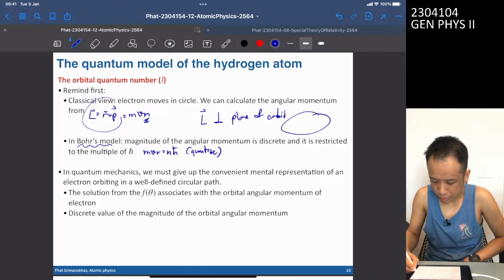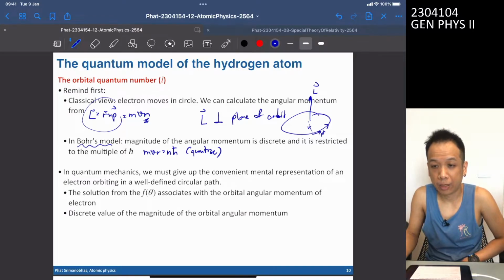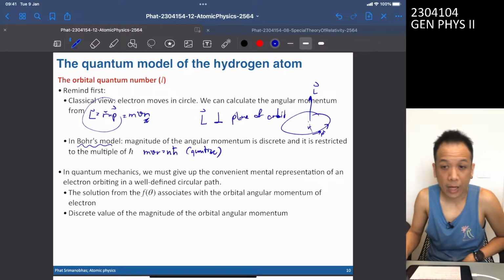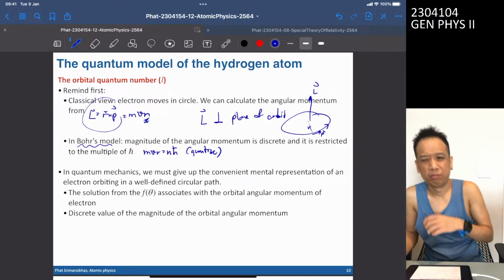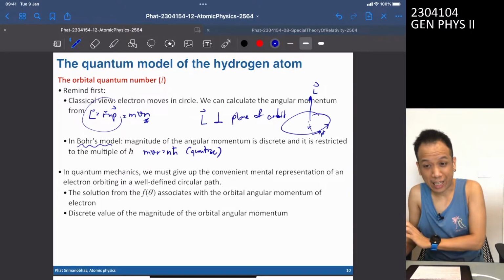Because you have these orbits, you have the R, and this is the P, so R cross P is something perpendicular to the plane of the orbit. Okay. So this is what we have from the classical point of view and from the Bohr model, which is classical but quantized.